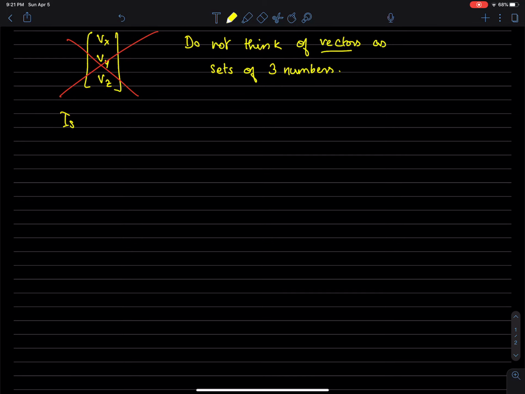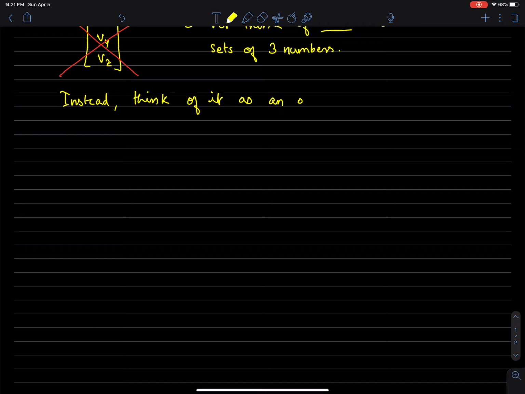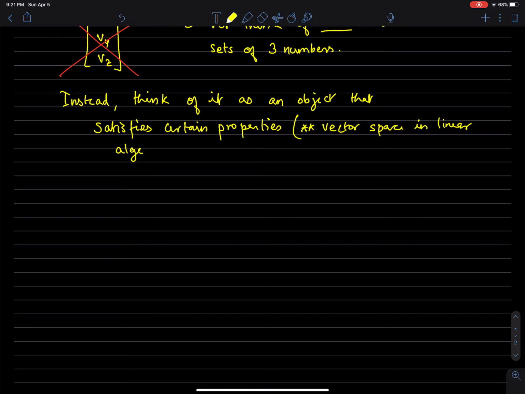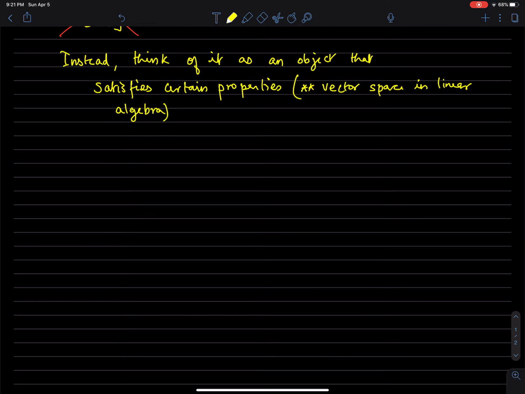Instead, and this may seem odd if you're not used to it, think of it as an object that satisfies certain properties. If you want to know what those properties are, they're properties of vector space in linear algebra, the abstract vector space in linear algebra.